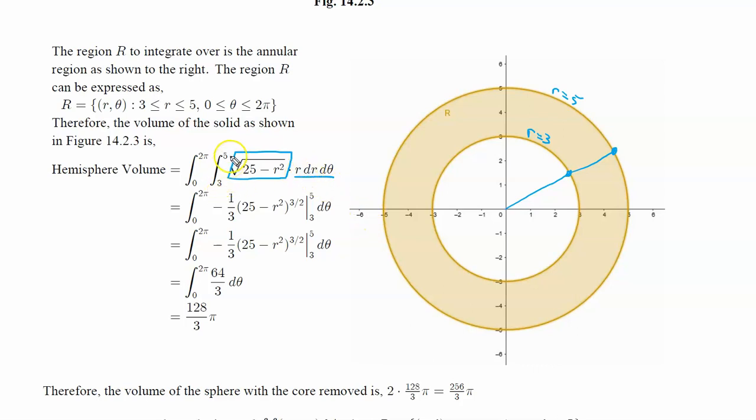Now what does the r vary from? Well, we see that the r varies from 3 to 5, curve to curve. 3 to 5. They just happen to be constants in this case. And then the theta will vary from theta equaling 0 all the way around to 2 pi. So the theta varies from 0 to 2 pi. And there you go. This is what we have to evaluate.